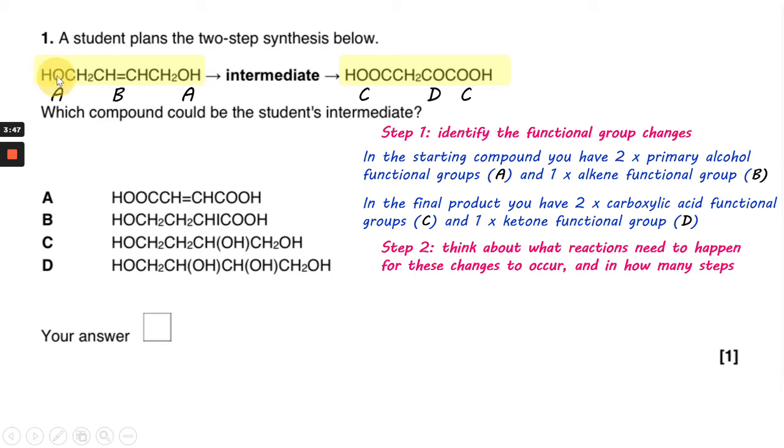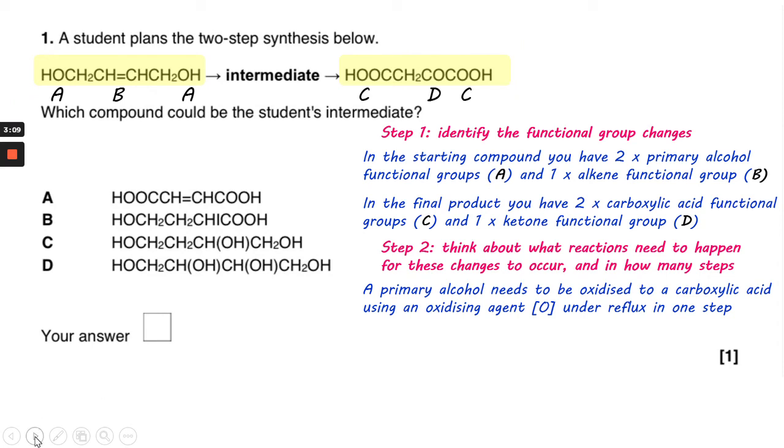So going back to our primary alcohols, they will turn into a carboxylic acid by oxidation under reflux. Now, although the reaction takes place in two steps, it can go straight to carboxylic acid by refluxing, because the primary alcohol will turn into an aldehyde, which then will further oxidize to a carboxylic acid. However, an alkene can't change directly into a ketone without first being hydrated into a secondary alcohol. So the intermediate must contain a secondary alcohol.